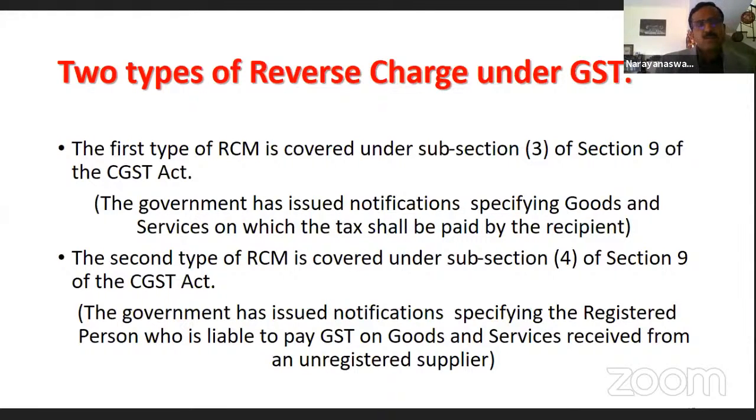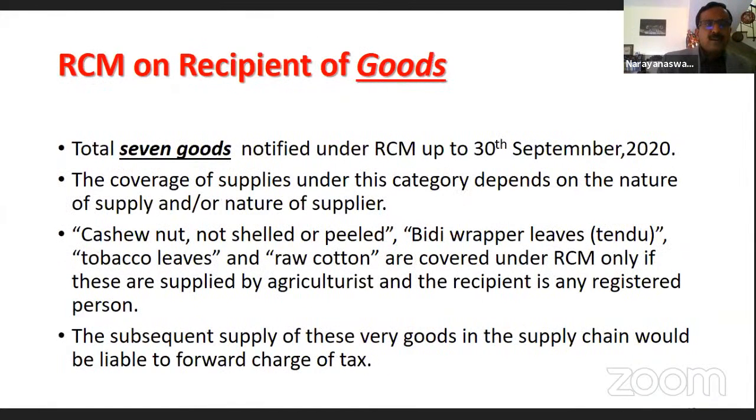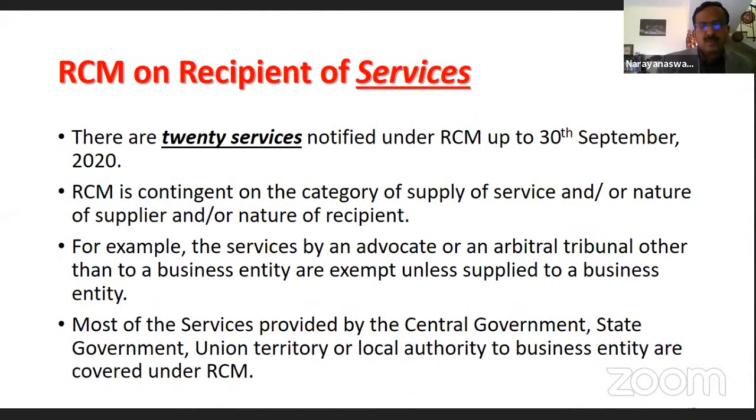There is something called goods transport agency. Smaller people, if they are not registered, the tax has to be paid by the recipient. Similarly, I said consultation advocates. This is that category. So still there are 7 goods and 22 services notified in this category. Whoever is receiving, they will have to pay the taxes.